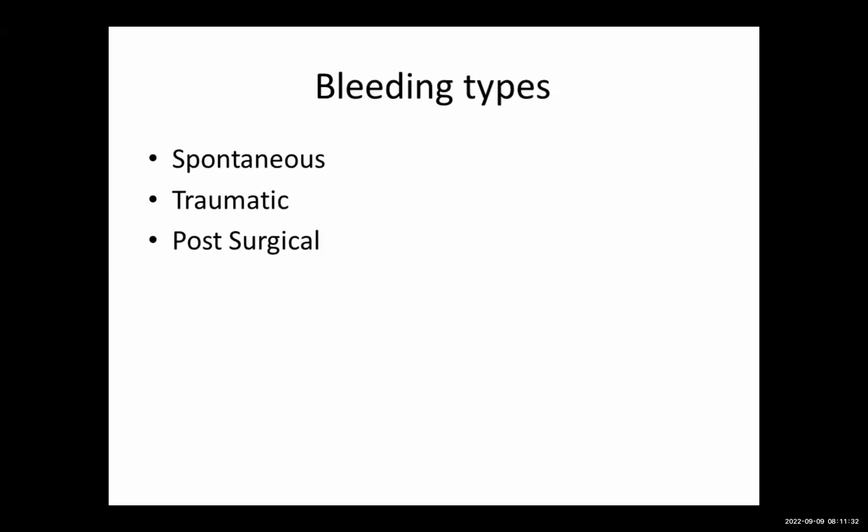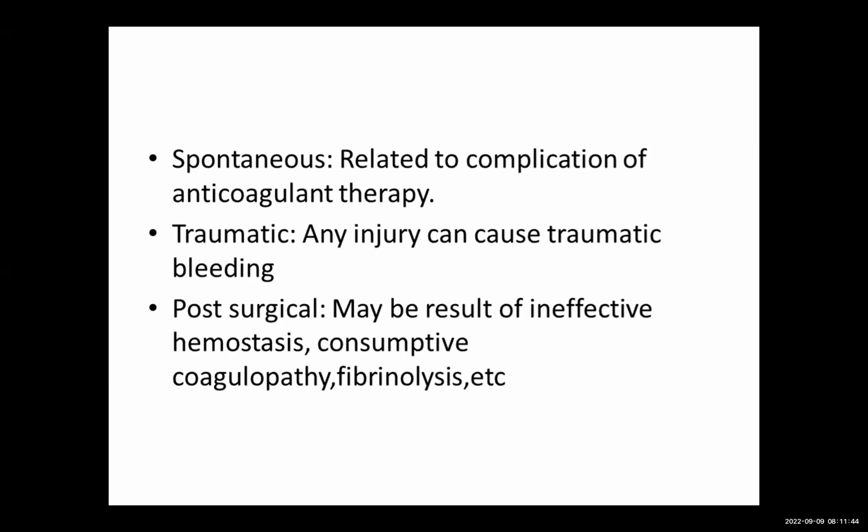Bleeding is generally of 3 types in our scenario, namely spontaneous, traumatic, and post-surgical. Spontaneous bleeding is generally related to the complication of anticoagulant therapy like heparin therapy or warfarin therapy. Traumatic bleeding happens in case of any injury. And post-surgical bleeding may be the result of ineffective hematopoiesis, consumptive coagulopathy, fibrinolysis, etc.